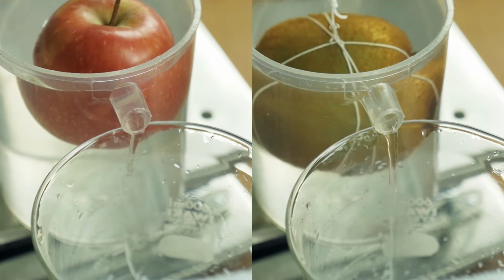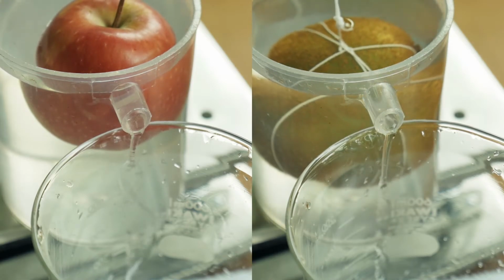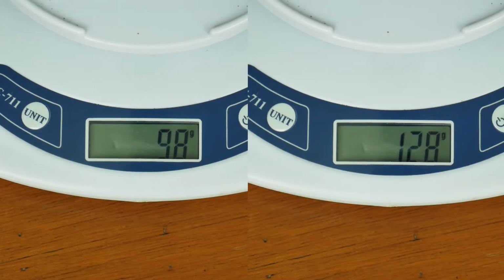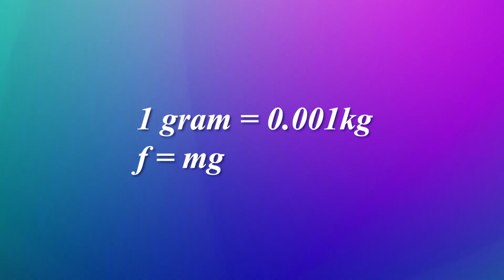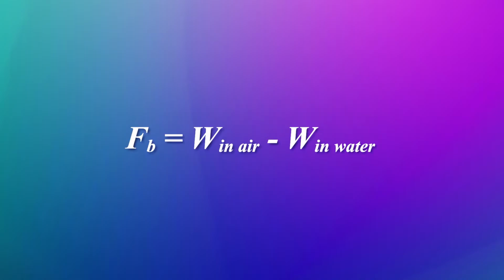When we put the apple and kiwi into the water, we can see the water displaced. To get the weight of an object, we need to multiply the mass with the gravity. We found that the weight of water displaced is equal to the buoyant force.